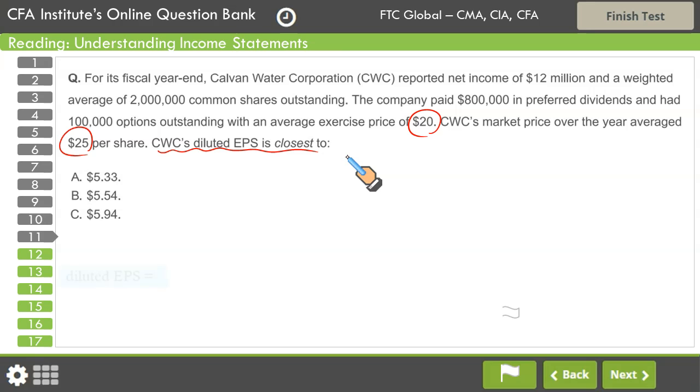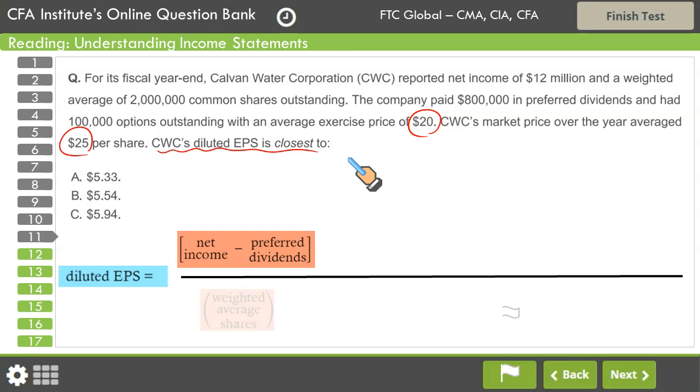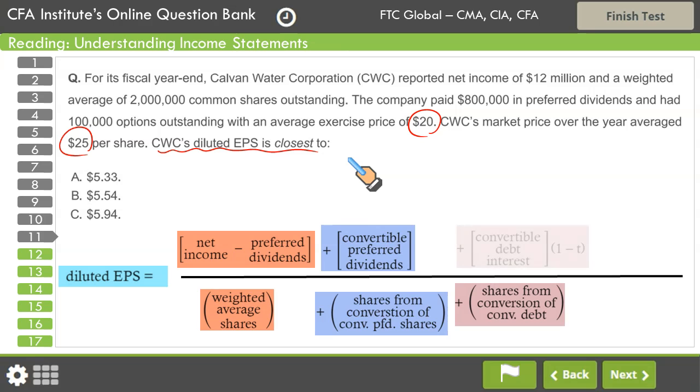So that's what we do. This is the formula that you need to know. Net income, 12 million. Preferred stock dividend: is there information for it? Let's look. The company paid 800,000 in preferred. Yes, we have 800,000 in preferred stock dividend, which means it needs to be deducted.